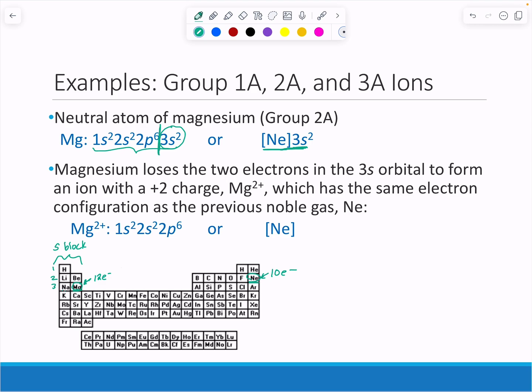Okay, and when you do that, magnesium still has 12 protons in the nucleus, right? But the magnesium ion only has 10 electrons. So the net charge on the atom is going to be +2. So we've got 10 protons, so that's +10, and, oops, I'm sorry, not 10 protons in the nucleus, we have 12 protons in the nucleus. There we go, sorry. 12 protons.